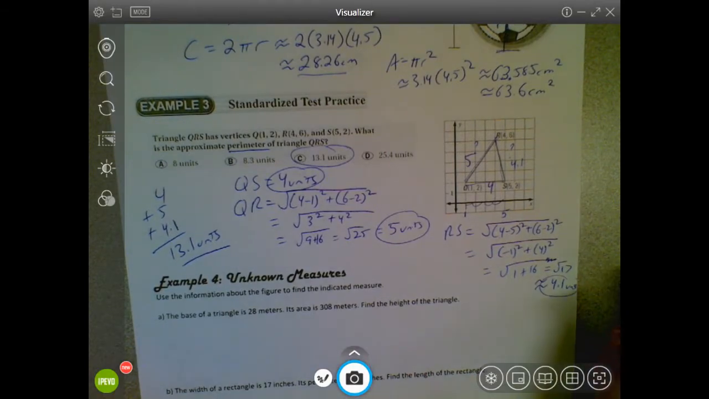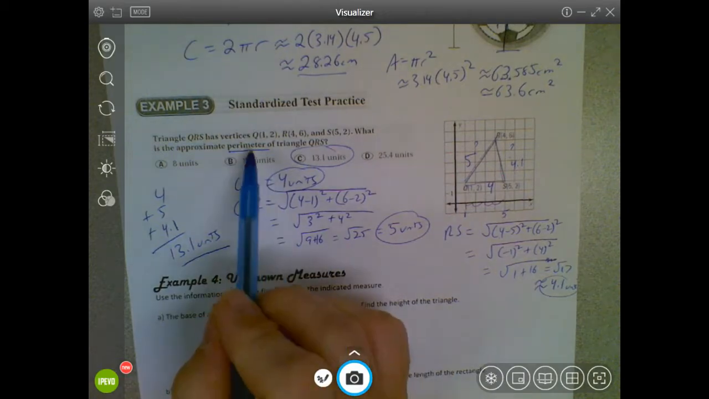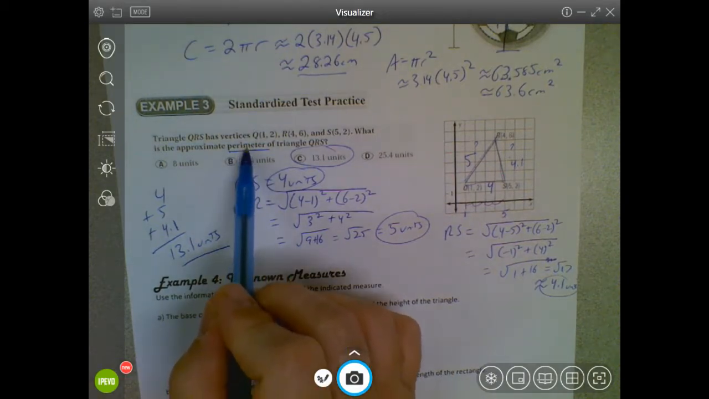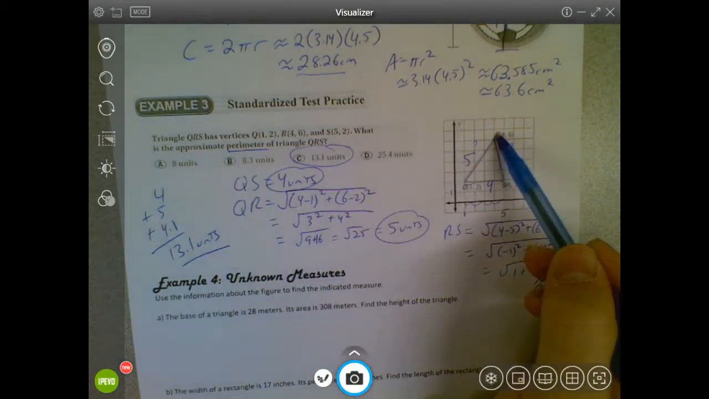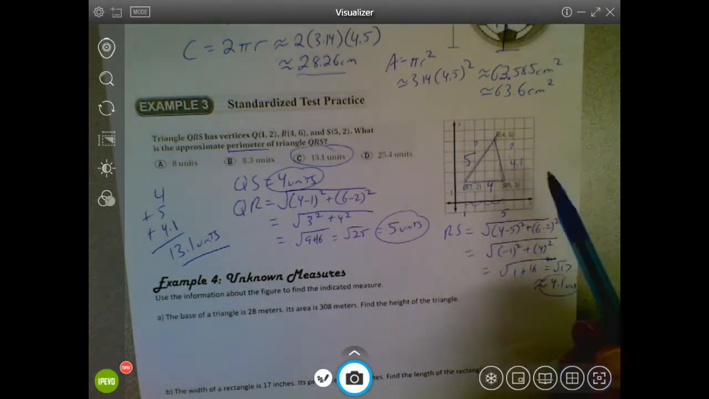So this one's a little tricky because they didn't really give you any lengths. You had to make the connection of converting the idea of perimeter to figuring out each length individually. And to figure out each length individually, we had to use what we knew about coordinates and distance.